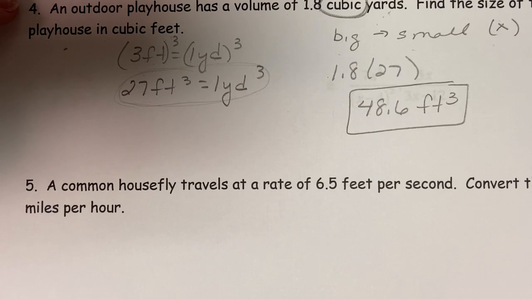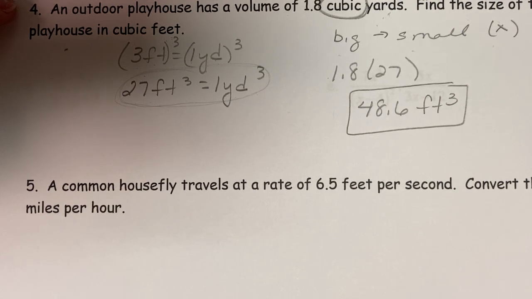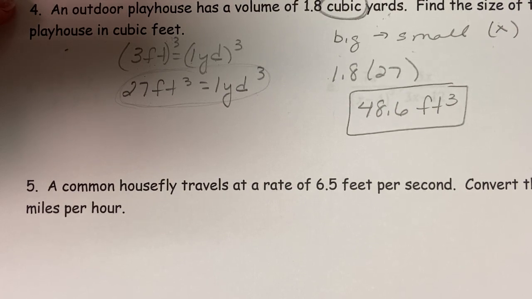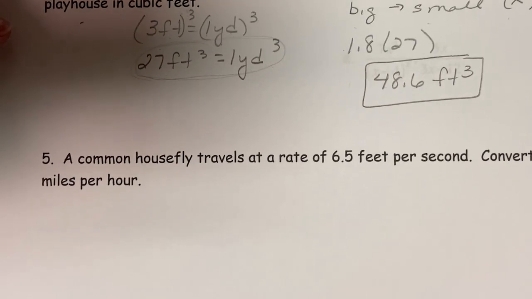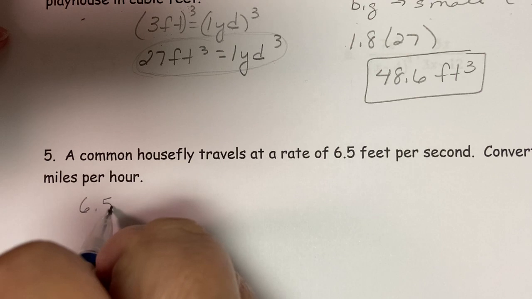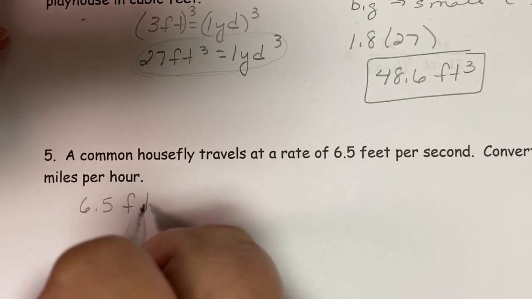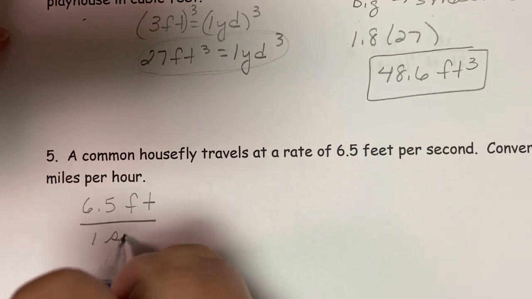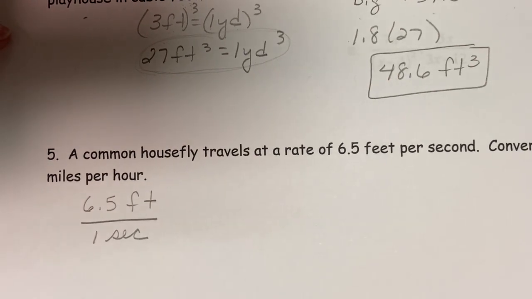Okay, so now this last one. A common housefly travels at a rate of 6.5 feet per second. Convert this to miles per hour. So I'm going to show you a method, the same method that I use and the way that they teach it in 45. Take really careful notes. So this fly goes 6.5 feet in 1 second. So we're going to start off like that.